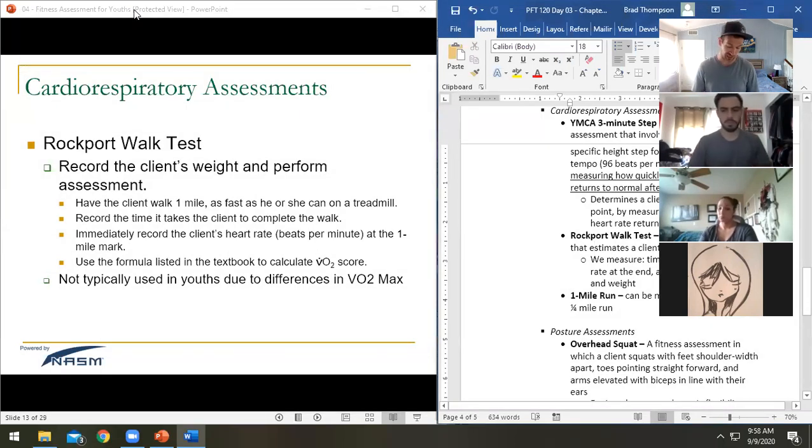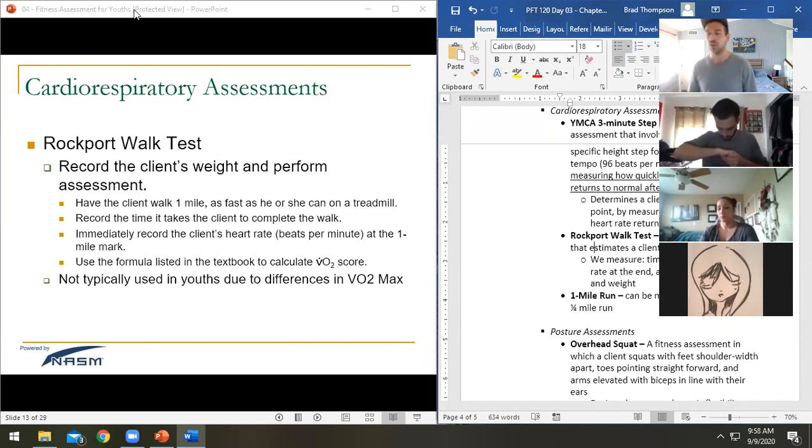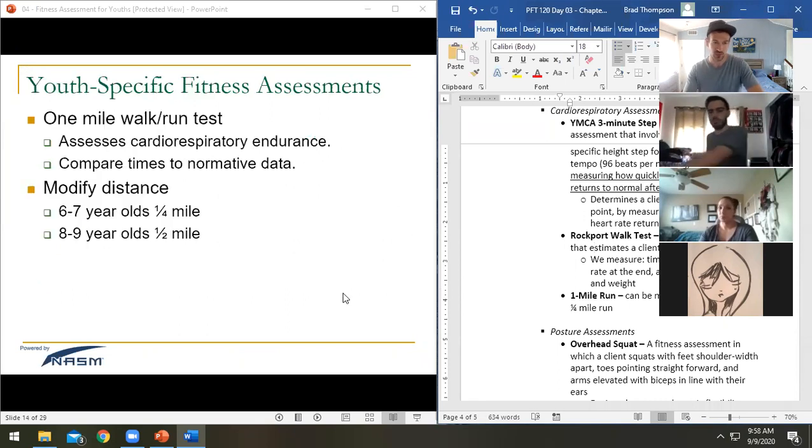It needs to take into account, it has to sort of assume based on how much they weigh and how old they are, how much oxygen they are estimated to be consuming, and then based on how long it takes them to do something and what their heart rate is, what their performance was.